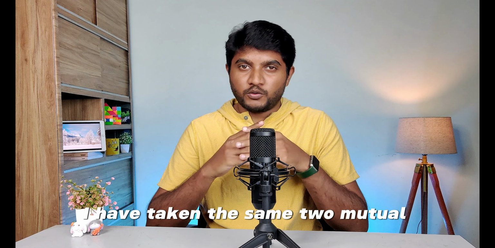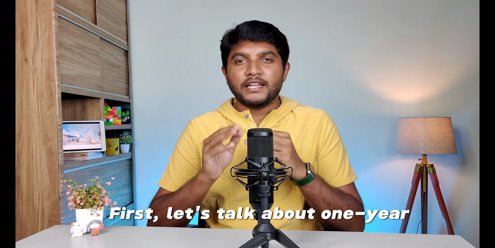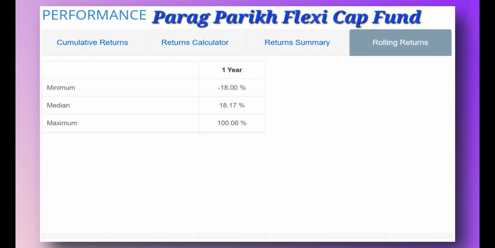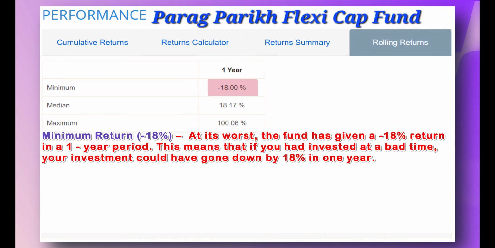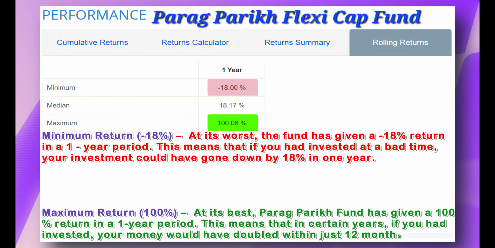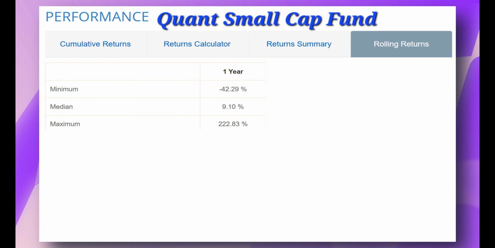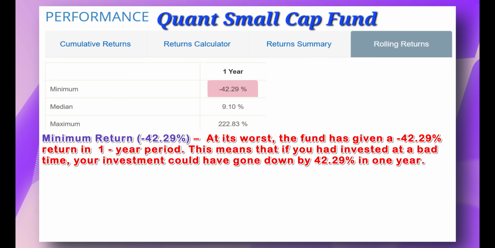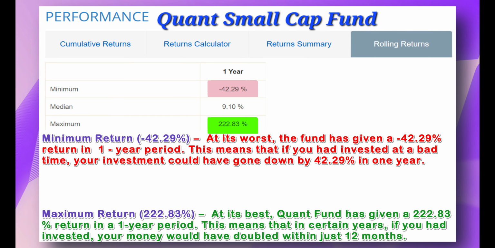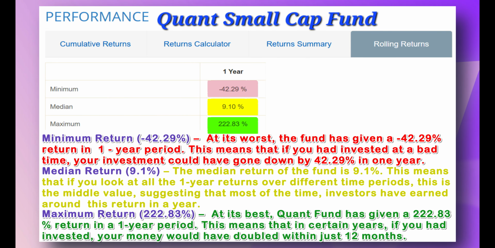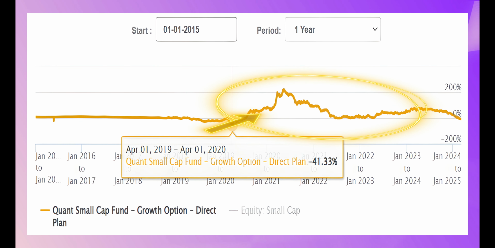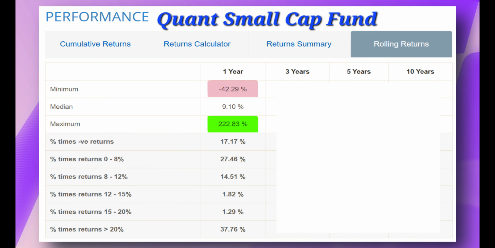I have taken the same two mutual funds as examples, Parag Parikh Flexi Cap Fund and Quant Small Cap Fund, and check their rolling returns. First, let's talk about 1 year rolling returns. Parikh had a minimum return of minus 18% and a maximum of 100% with a median return of 18.2%. On the other hand, Quant Small Cap had a minimum of minus 42% and a maximum of 223%, but its median return was just 9.1%. That means Quant Small Cap had huge fluctuations, sometimes fantastic and sometimes disastrous.